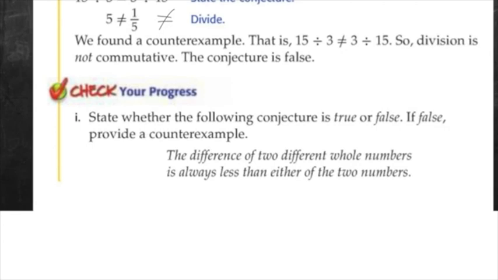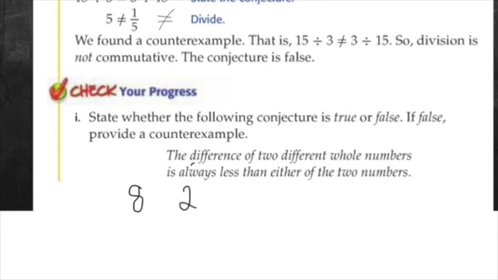So we're moving on to I. State whether the following conjecture is true or false. If false, provide a counterexample. The difference of 2 different whole numbers is always less than either of the 2 numbers. So let's try this. So I'm going to pick 8 and 2 as my numbers.